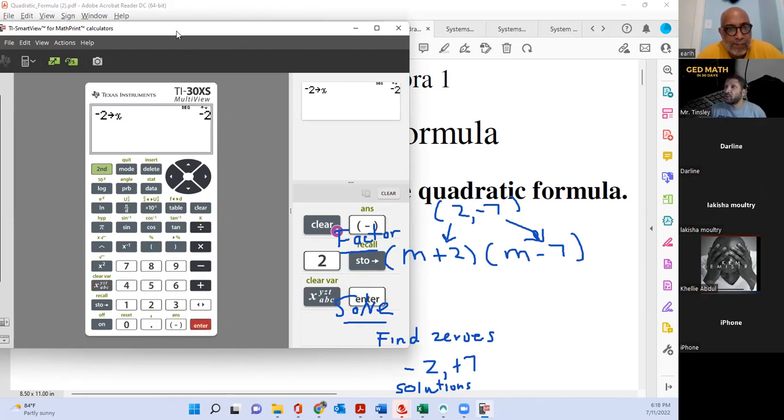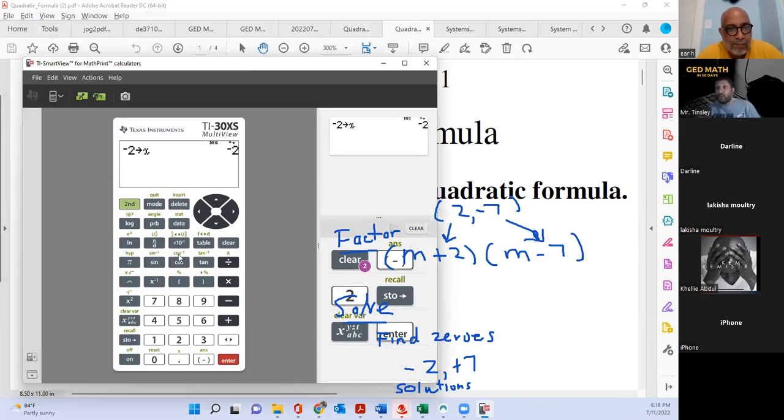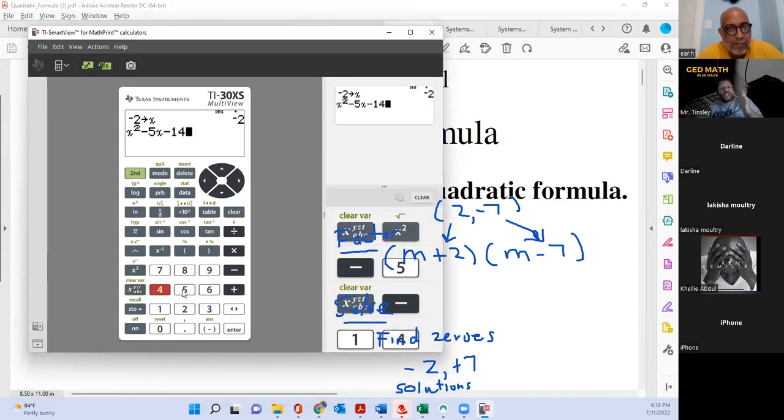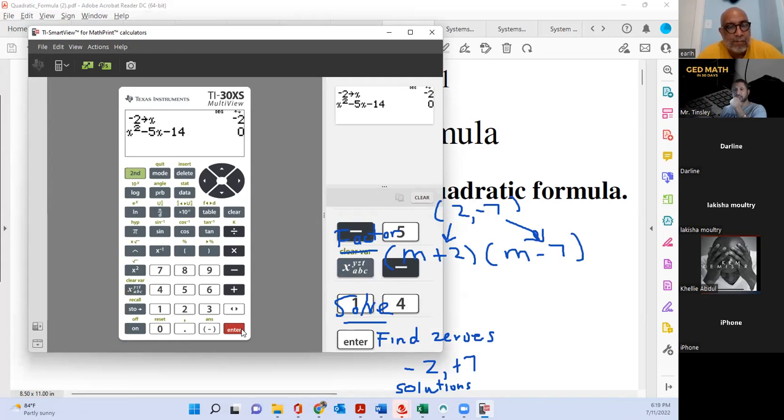And watch what I do. I'm just going to plug this expression in: M squared minus 5M minus 14. But I'm not using M because I don't have M. I'm going to use what? X squared minus 5X minus 14. I just replaced M with X. I'm going to hit enter. If this is a solution of this quadratic equation, I should get 0. Yep, I got 0.